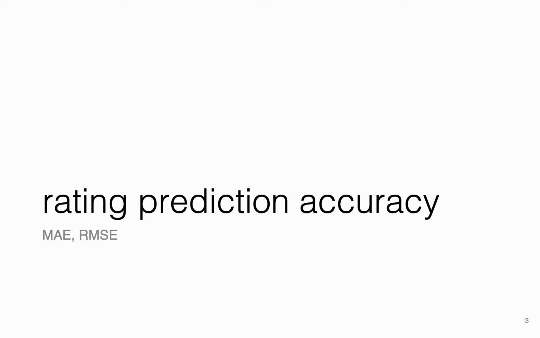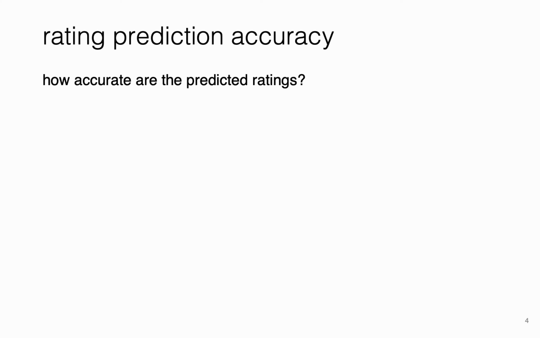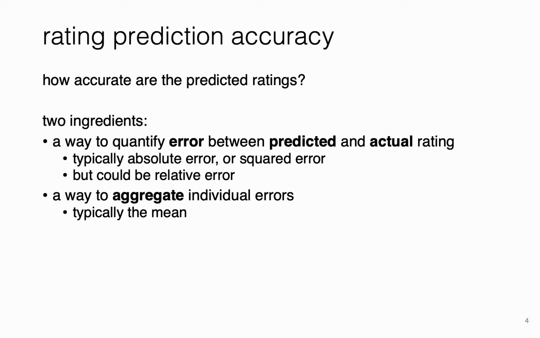We start with rating prediction accuracy and talk about MAE and RMSE. One thing to remember is that measuring the rating prediction accuracy only makes sense in the case of explicit feedback, that is, when we actually have ratings. So, we want to measure how accurate the predicted ratings are. To do this, we need 2 basic ingredients.